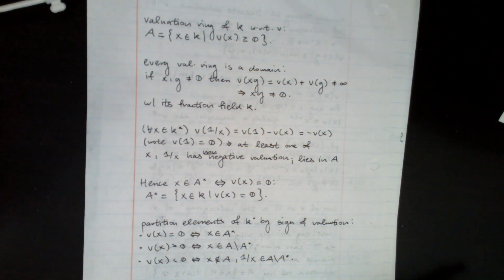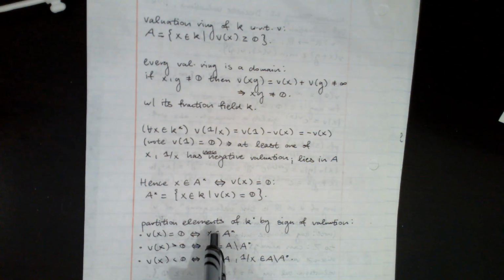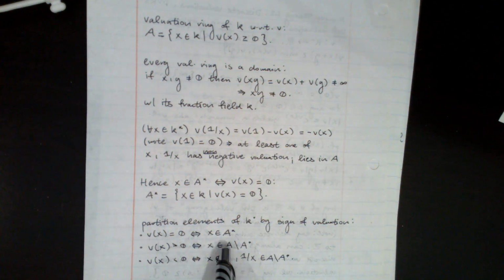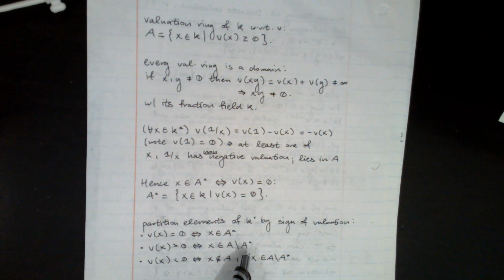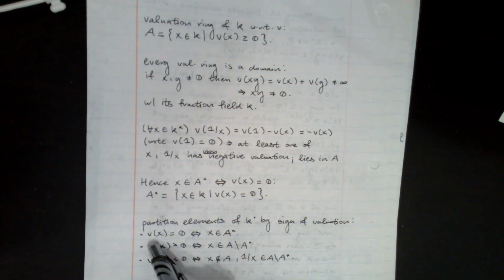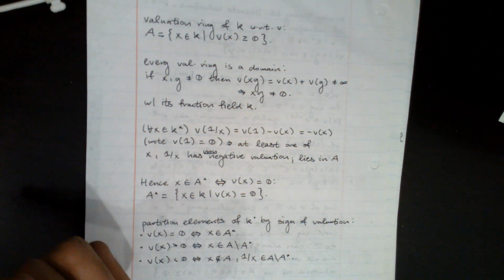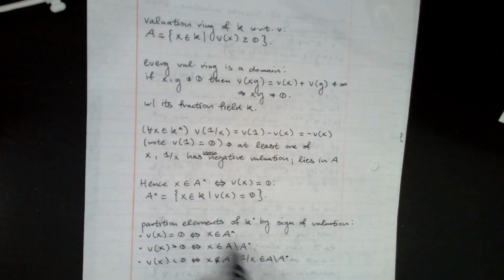So going off of this idea, we can in fact partition the elements of k star by the sign of their valuation, whether it's equal to 0, positive, or negative. We just remarked if it's equal to 0, this is equivalent to stating that it's a unit in A. If it's strictly positive, it is in A, but it's going to be a non-unit, so A disallowing the units. And if it's less than 0, it's not even going to be in A at all, but its multiplicative inverse will be, which we write as 1 over x, and since it's going to have positive valuation, you switch the sign, this is going to be in the non-units of A.